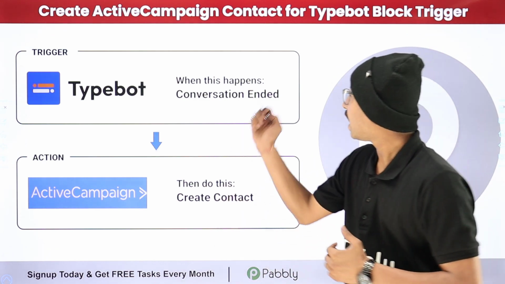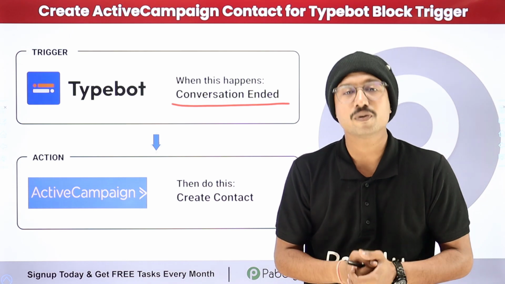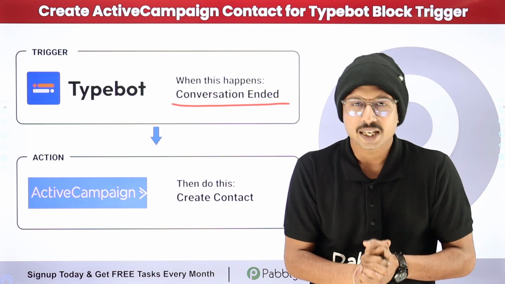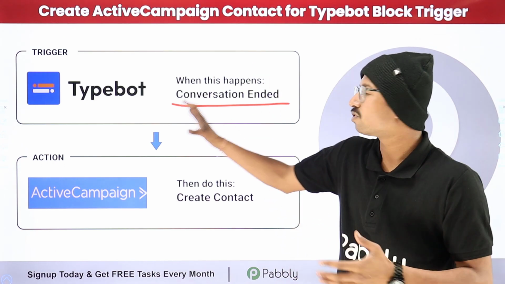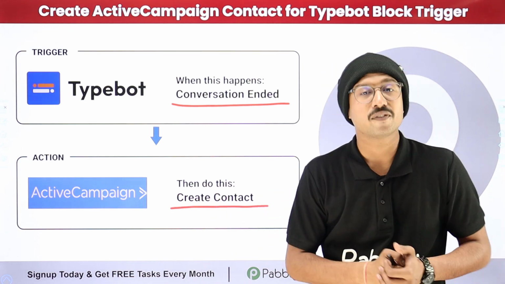In this automation, as the conversation ends in Typebot, as the user sends all of these details for which we have created a flow in Typebot, as we receive the details, instantly within seconds, the same details will be sent, and using the same details, we are going to create a contact in ActiveCampaign.